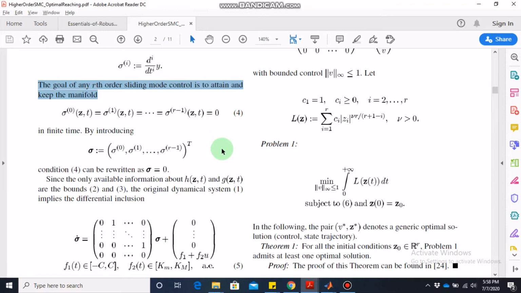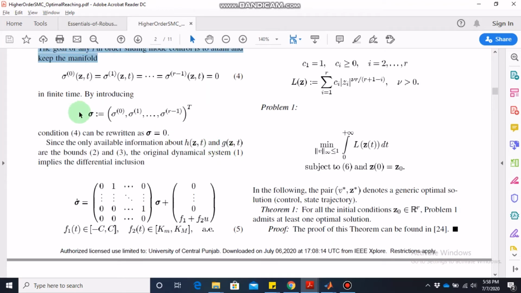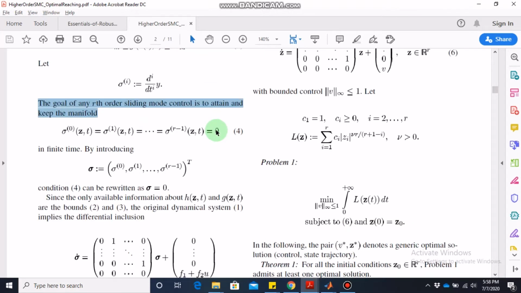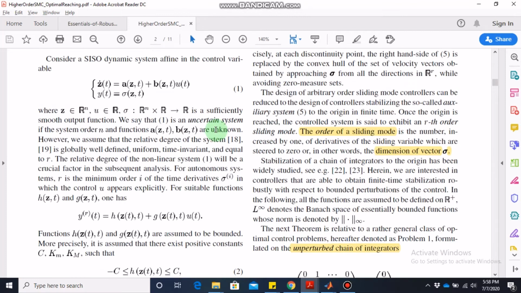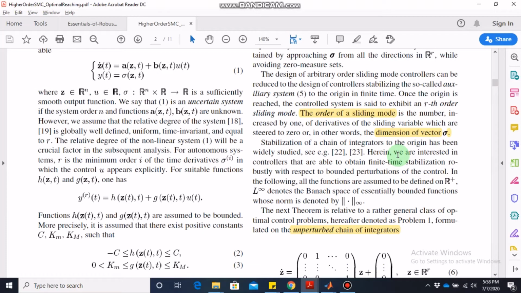So you define this sigma as a vector, which is a vector of the sliding surface, the first derivative of the sliding surface, and so on up to the r minus 1 derivative of the sliding surface. That's the major difference between higher order sliding mode control and first order sliding mode control, that this sigma is a vector of dimension r for r-th order sliding mode control.